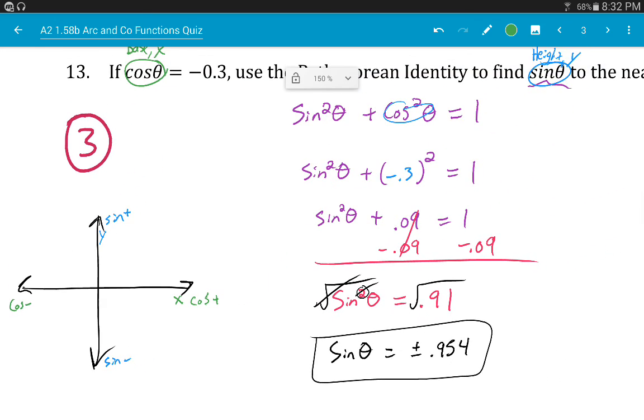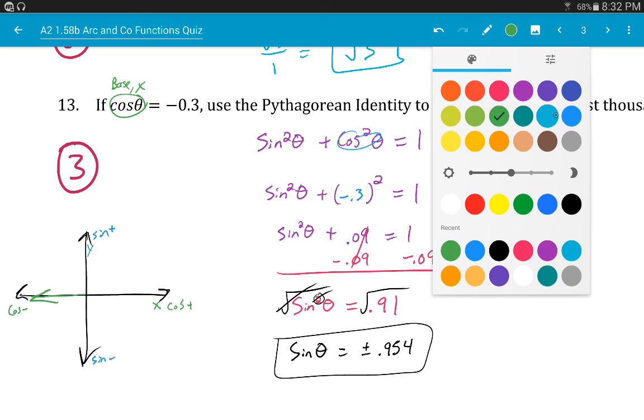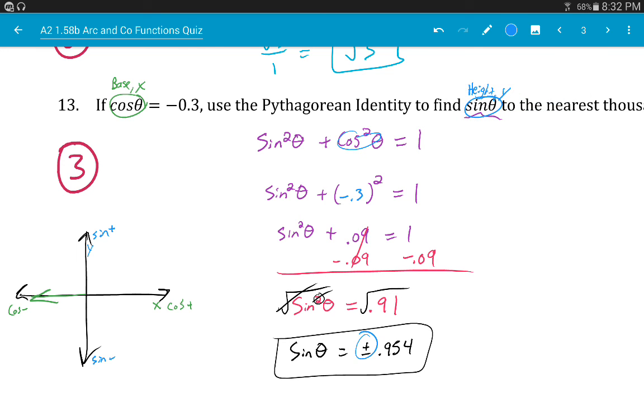So let's see here. They say that cosine is negative 0.3, so that means that I must be this way, right? But I don't know, because sine could be positive or negative. That means we could be up or we could be down. So which 2 quadrants are these? Well, the quadrants are 1, 2, 3, and 4. So I guess we must be in 2 or 3.